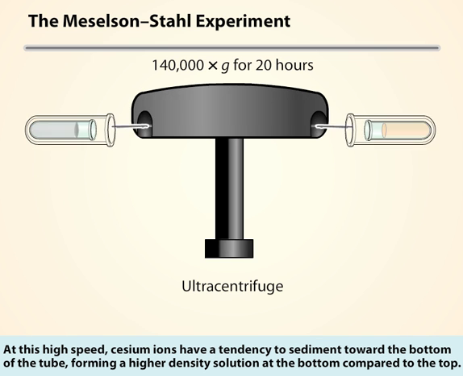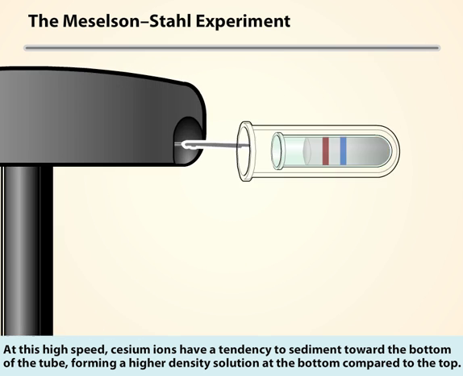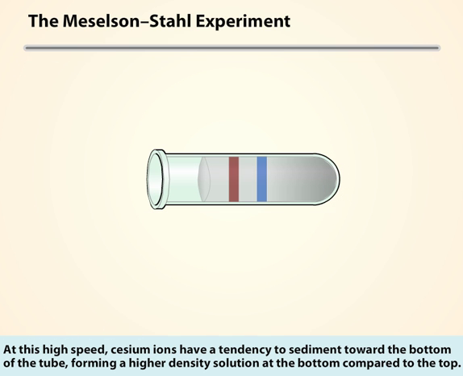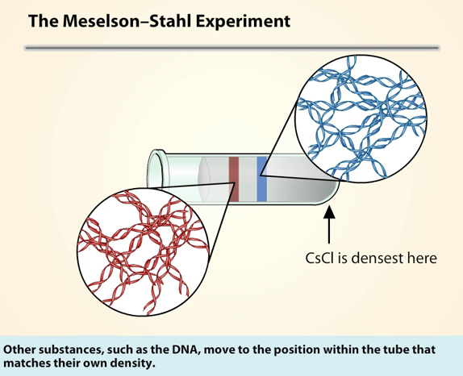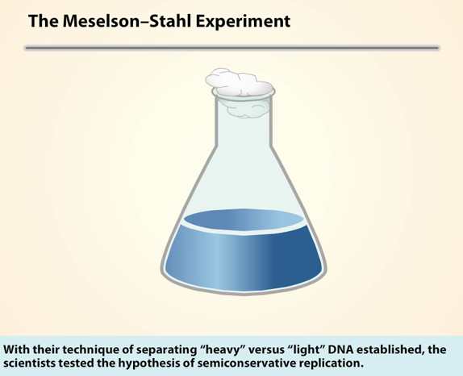At this high speed, cesium ions have a tendency to sediment toward the bottom of the tube, forming a higher density solution at the bottom compared to the top. Other substances, such as the DNA, move to the position within the tube that matches their own density. The DNA with a heavy isotope of nitrogen migrates farther down the tube than the light DNA. With their technique of separating heavy versus light DNA established, the scientists tested the hypothesis of semi-conservative replication.